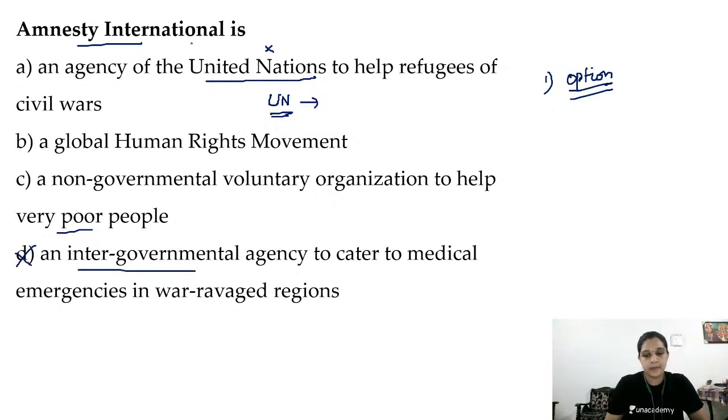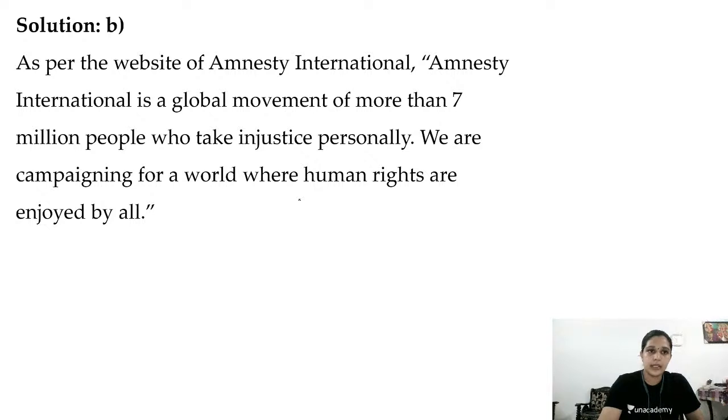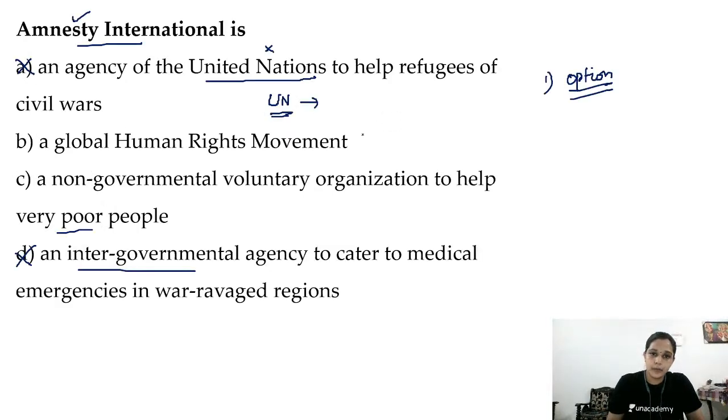Amnesty International, fine. In that, I am eliminating intergovernmental because I know Amnesty International is a non-governmental organization. That is the main thing. So I'm eliminating A, I'm eliminating D. It should be either a global human rights movement or a non-governmental voluntary organization to help very poor people. So here the answer is a global human rights movement.